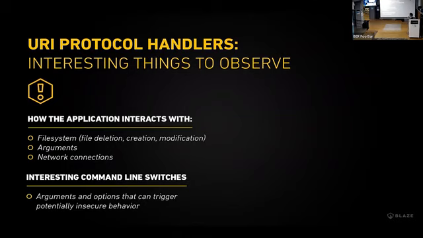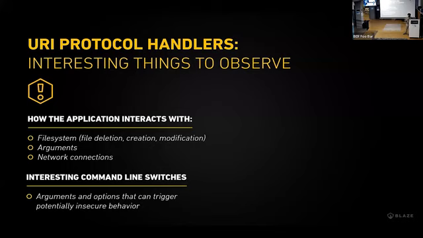So when you're assessing protocol handlers, there are a few interesting things to observe. Process Monitor can be very helpful here. When you spawn the executable, it's important to keep an eye on a few things: how it interacts with the file system, how it deals with whatever arguments are passed to it, whether there are any network connections going on, and so on.